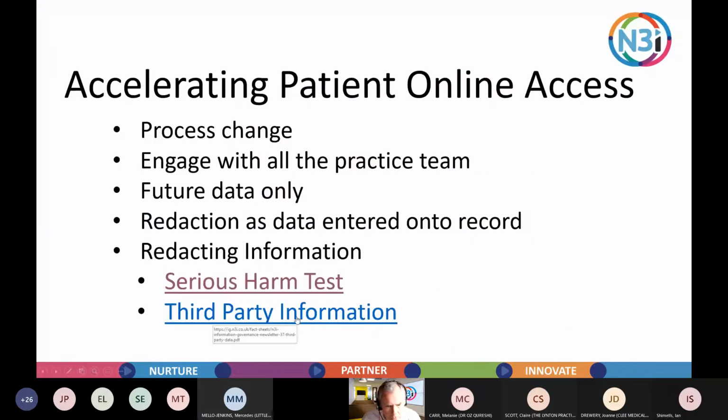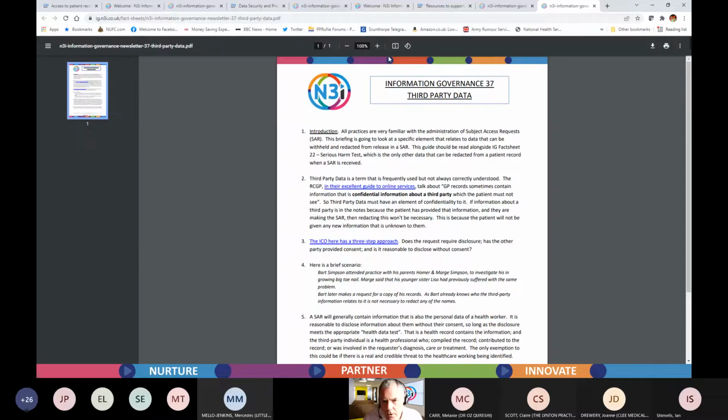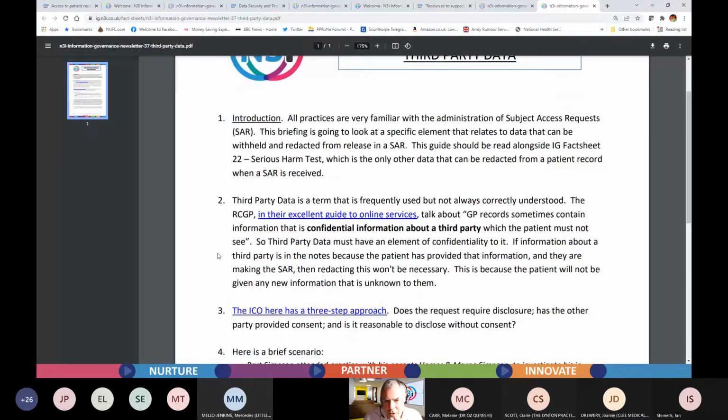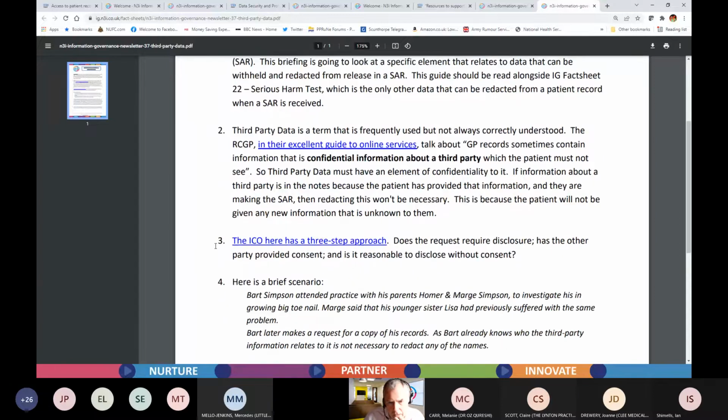The next one we've got here is around third-party information. Again, one which can cause confusion at times, and I know it's confused me at times, so I've tried to sort it out on here. There is always more guidance here. The Royal College of GPs has excellent guidance, and it talks about information that has confidential information about a third party. So third-party data must have an element of confidentiality to it.